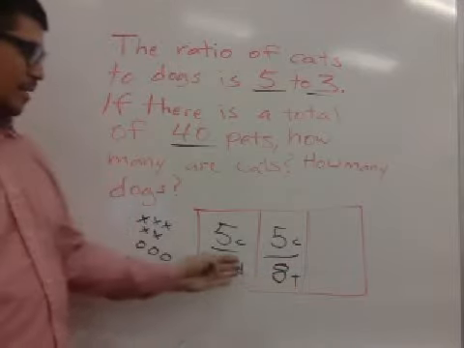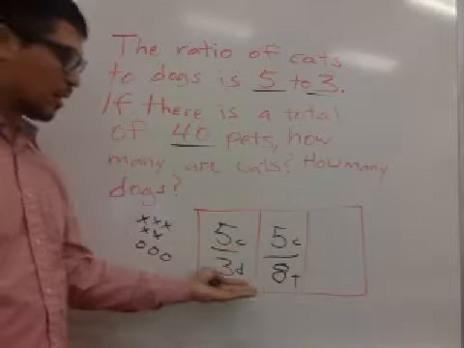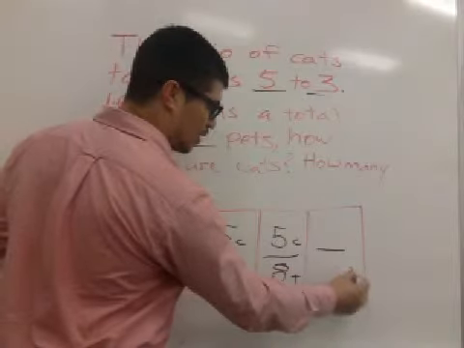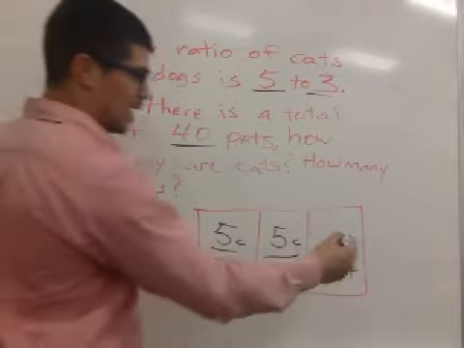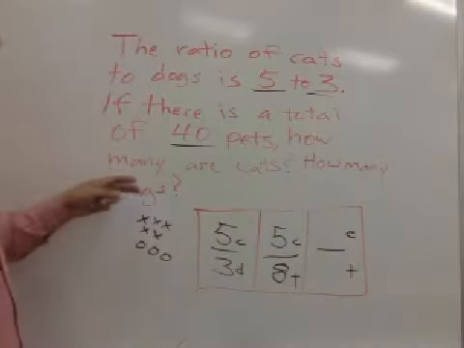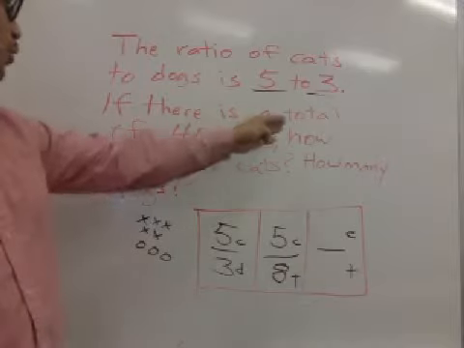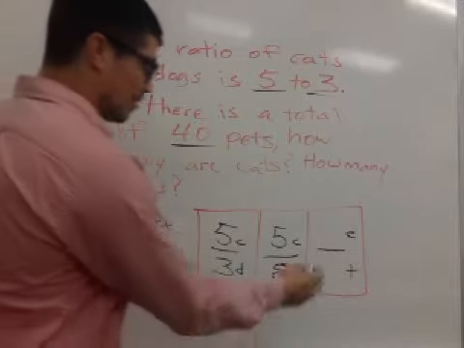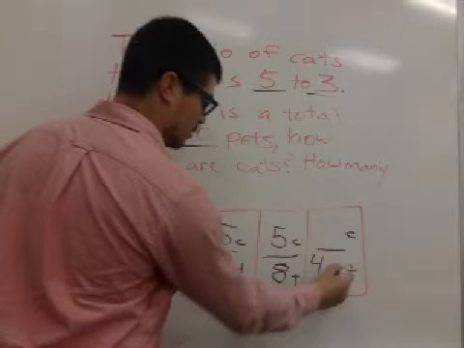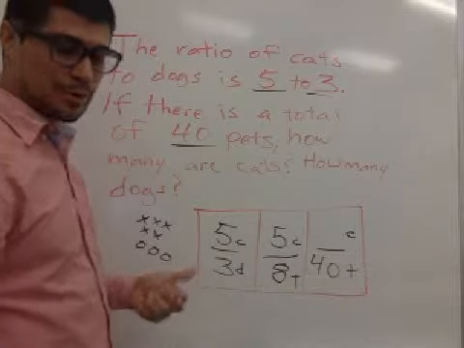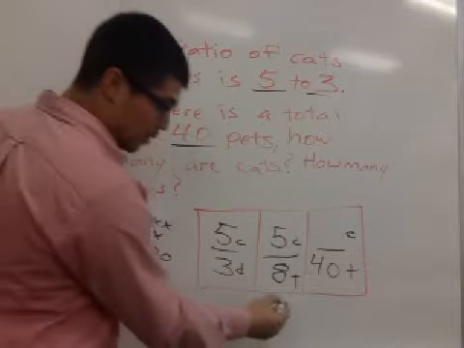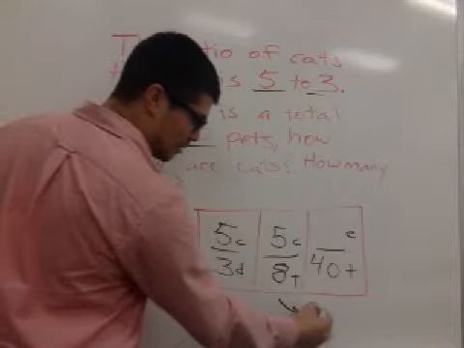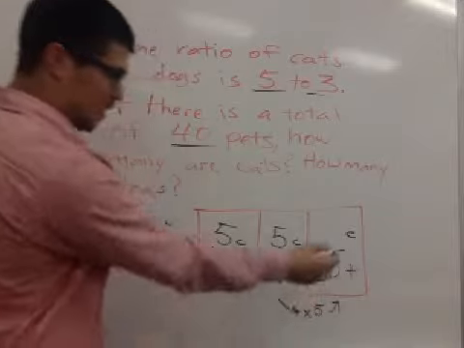So now I have these two parts here that are going to be important to figure out this last one. We want to find out our total, and how many are cats. Well, if we look up here, if there's a total of 40 pets, it tells us what we are looking for, 40. Now we do the same thing we were doing with the percent one. How do I go from this 8 to that 40? Well, I know that I can multiply times 5. 8 times 5 is 40.